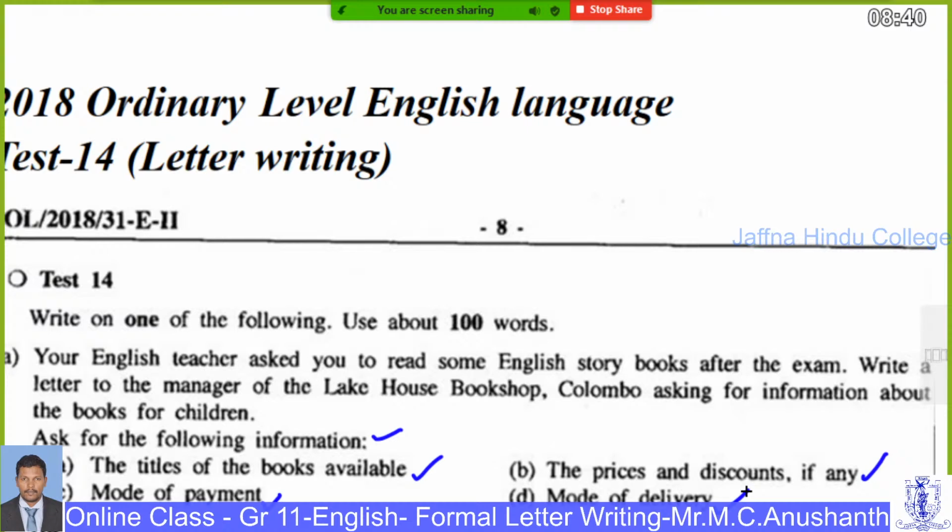The question is, your English teacher asked you to read some English storybooks after the exam. Okay? Write a letter to the manager of the Lake House bookshop, Colombo, asking for information about the books for children. Okay, students, so can you try this by using the above format?